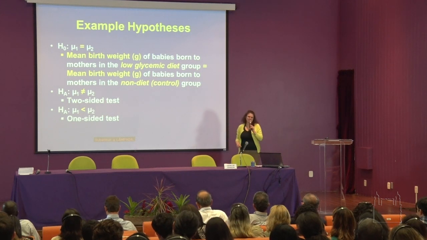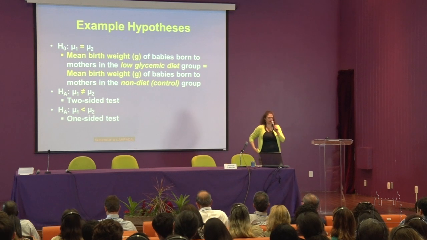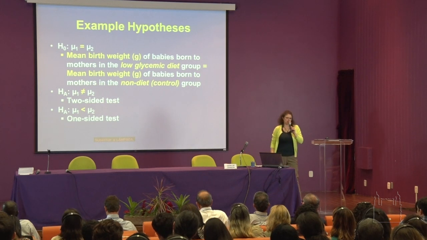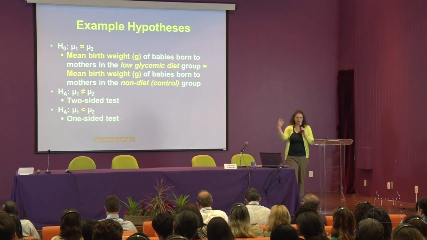But what does that mean? That is a two-sided test. Because this is what I don't know. Maybe when I give them all this diet information, the mean birth weight in the low glycemic diet group will be lower, but it might be higher. And I probably care about either one.